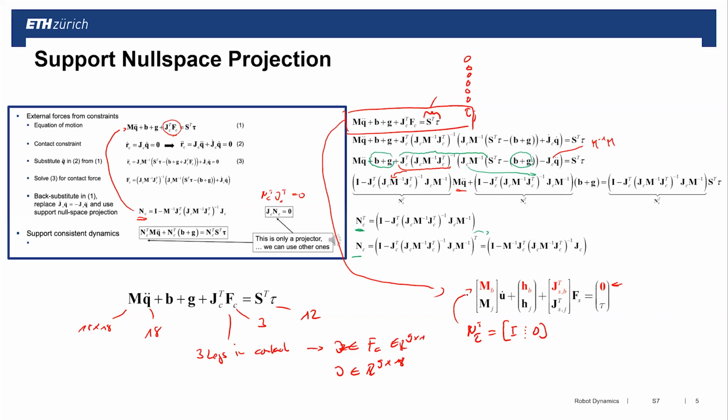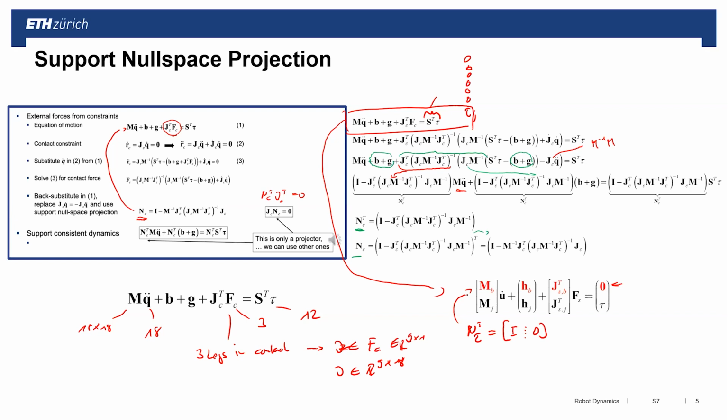NC is directly related to the JCs and to the stack of JCs, the contact Jacobians. If these contact Jacobians are independent, that means they block this dimensionality. And the NC is essentially the remaining part, which is independent of what is taken by this JC. So that gives the dimensionality, or the rank, of it.